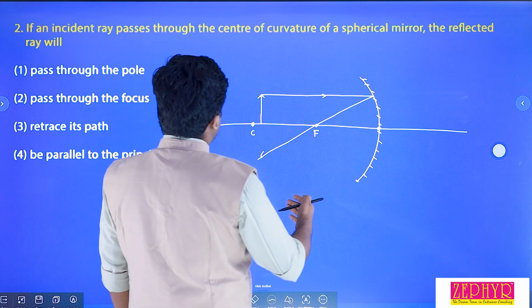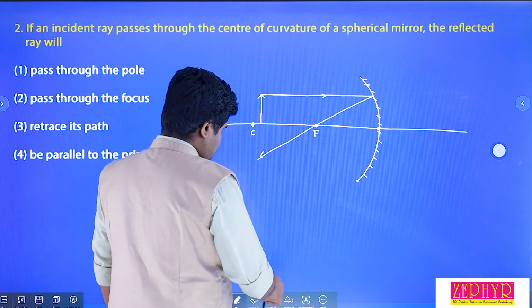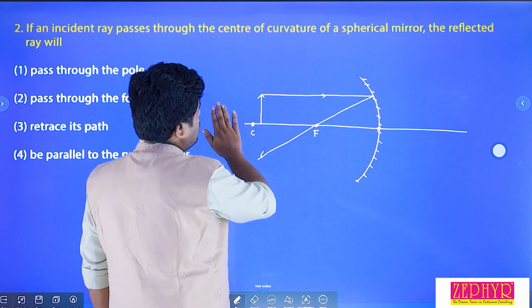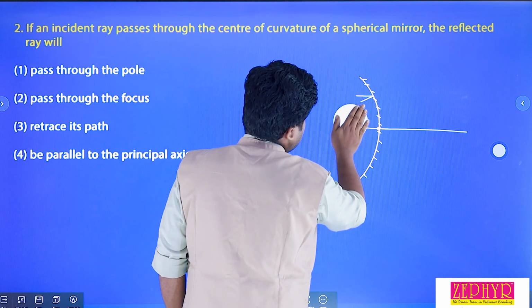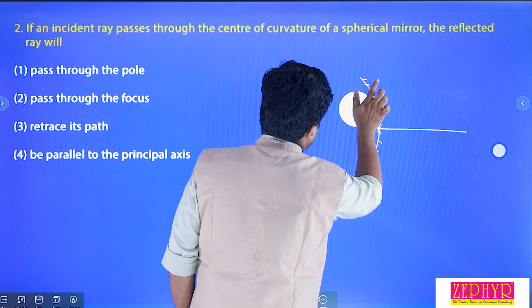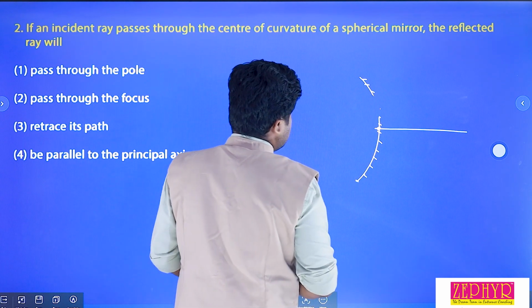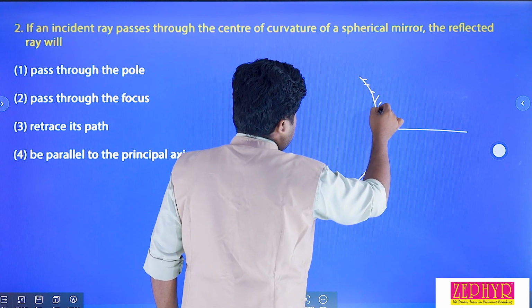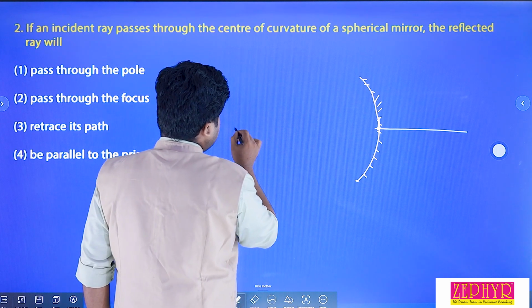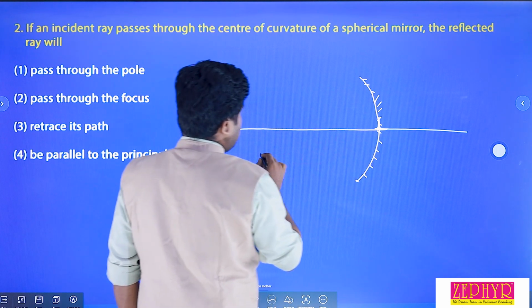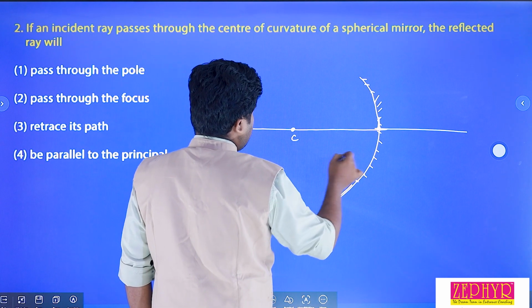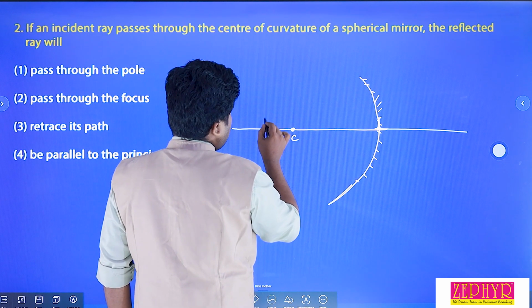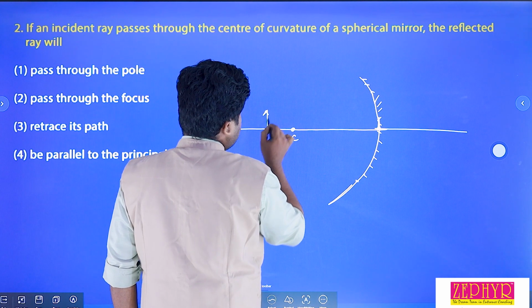And the third one: when a light ray passes through the center of curvature, consider again the same mirror. This is the principal axis, this is the center of curvature, and this is the object.